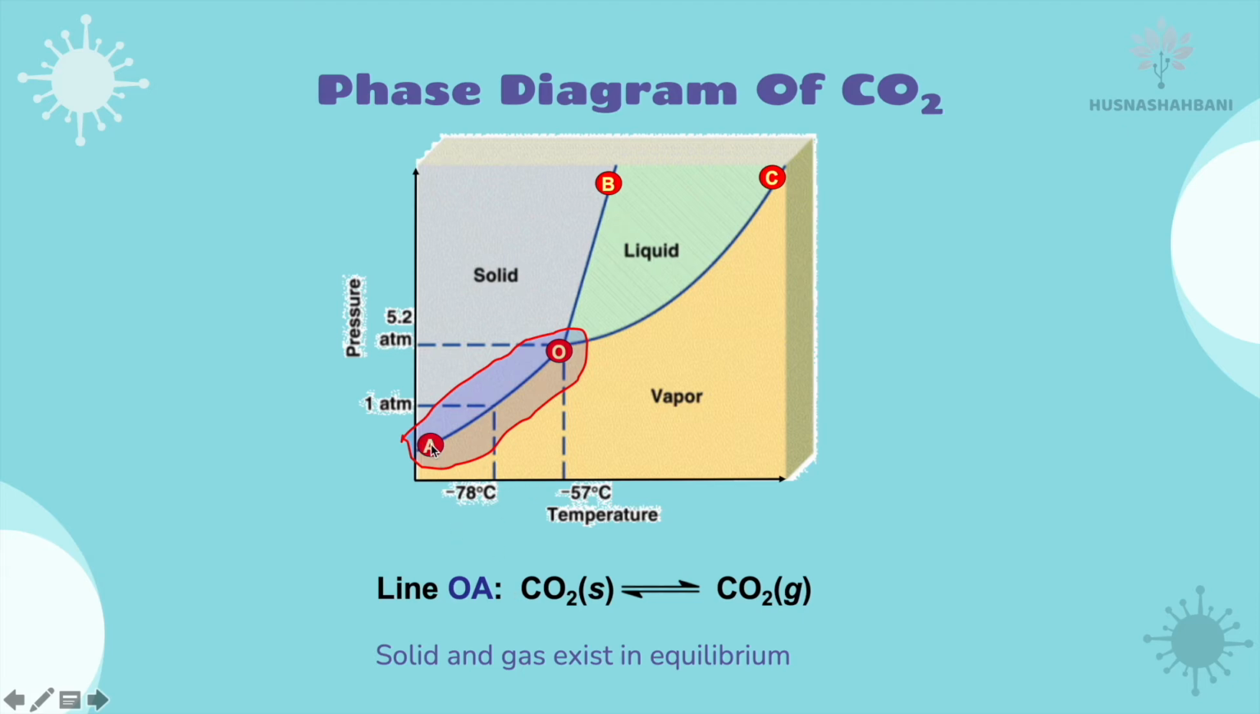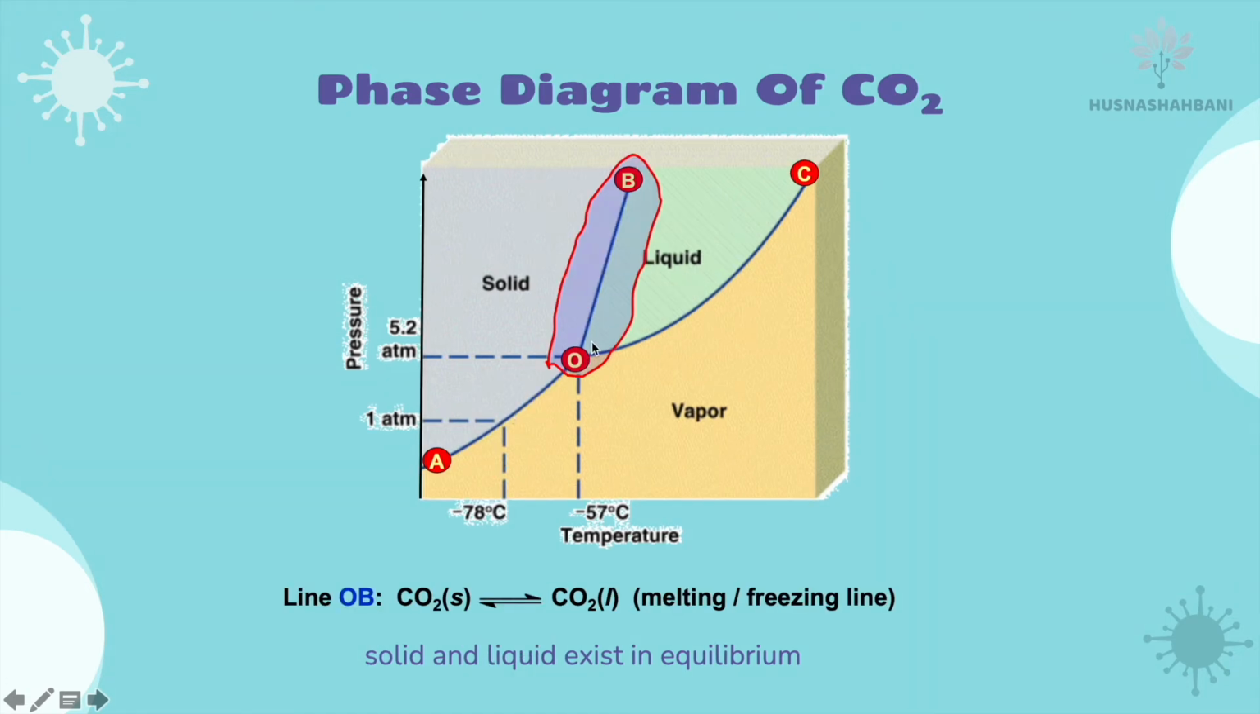So line OA, carbon dioxide, solid and gas. On this line, carbon dioxide solid and gas can be found. Solid and gas exist in equilibrium. OB, boundary between solid and liquid. At the OB line, carbon dioxide can be found in solid and liquid form. So here, this line is the melting or freezing line.